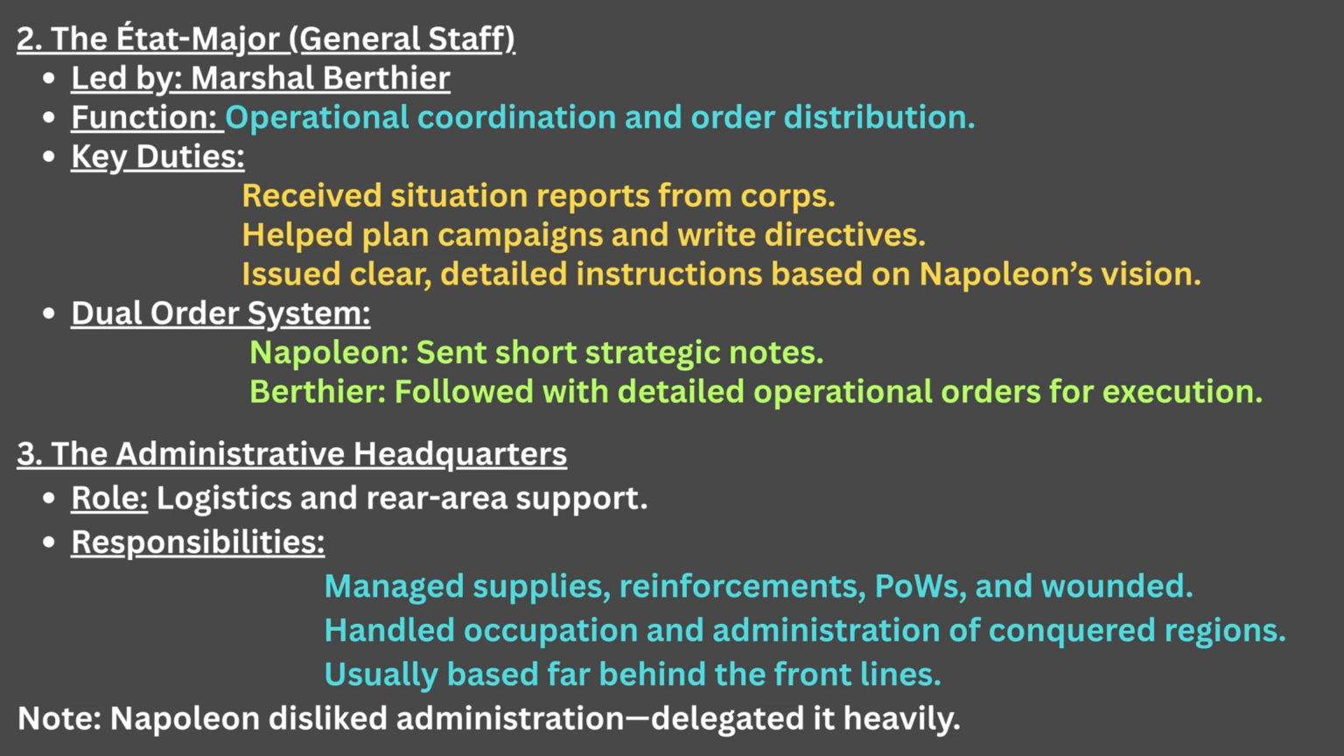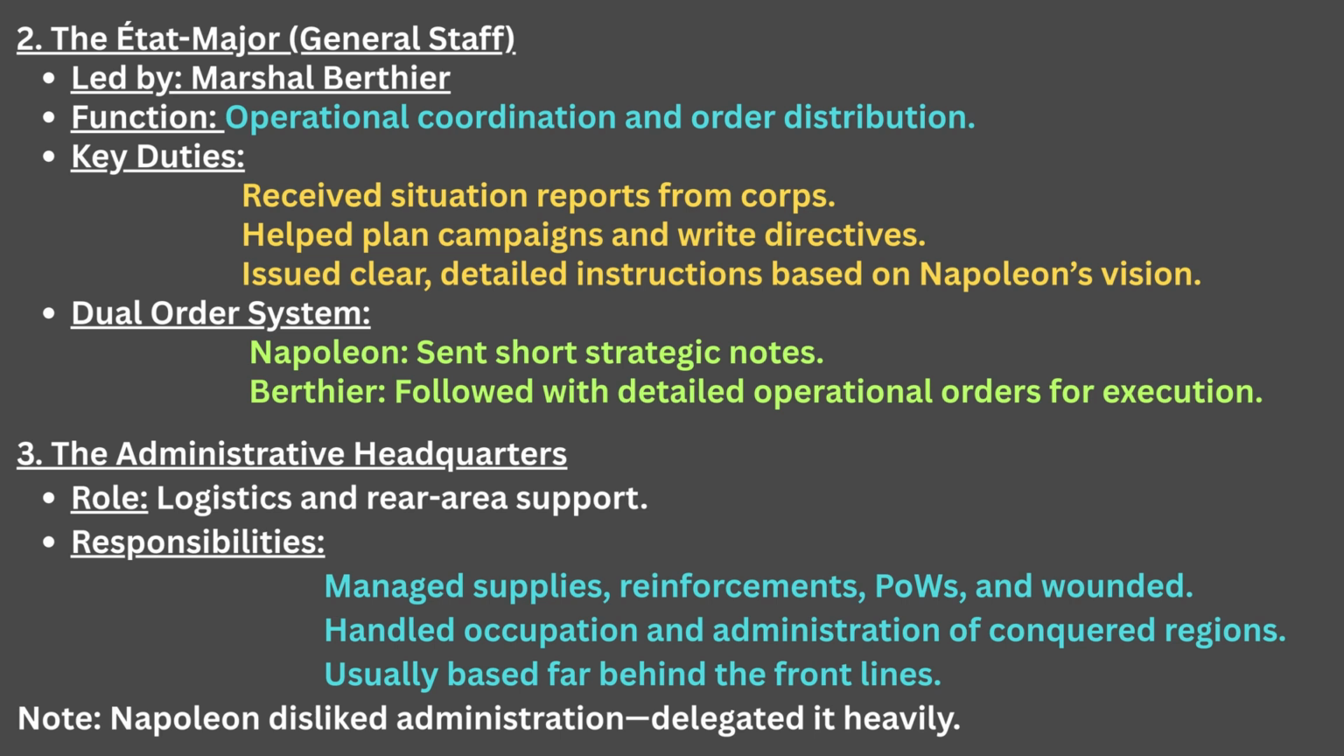Lastly, the administrative headquarters. This was the logistical backbone of Napoleon's campaigns. It managed everything behind the scenes while the army moved forward. Responsibilities included supplies and reinforcements, care for the wounded and management of prisoners of war, administering conquered regions and occupied territory. These headquarters were usually far behind the front lines, keeping things running without slowing down the action.